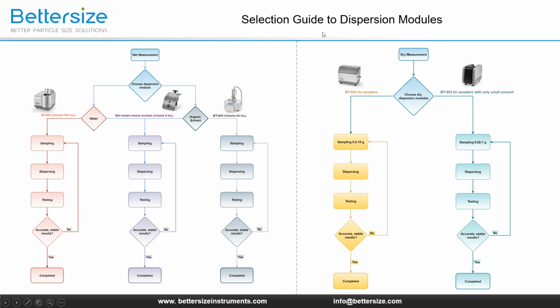This is a selection guide to all dispersion modules. If you go with wet measurement, follow the left decision tree. If you go with dry measurement, follow the right decision tree. They can help you find the best module for your measurement. By means of modular design, the Bettersizer 2600 flexibly meets your needs for sample measurements.